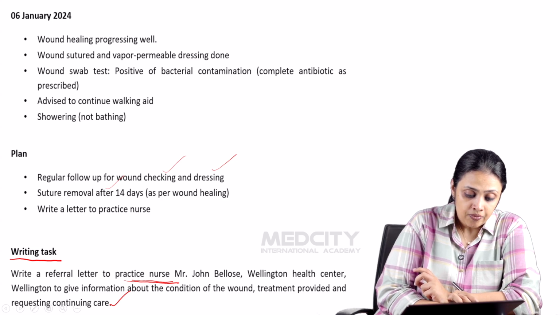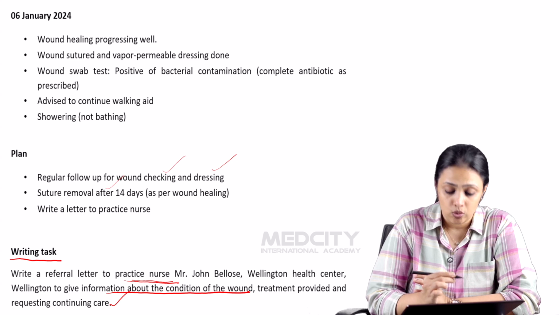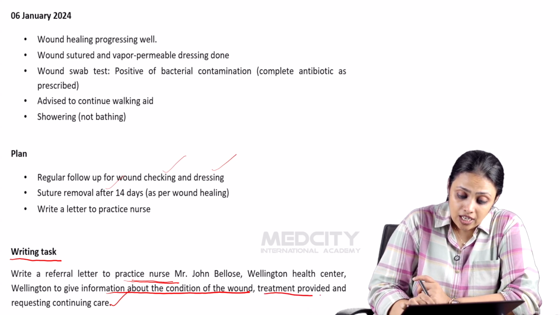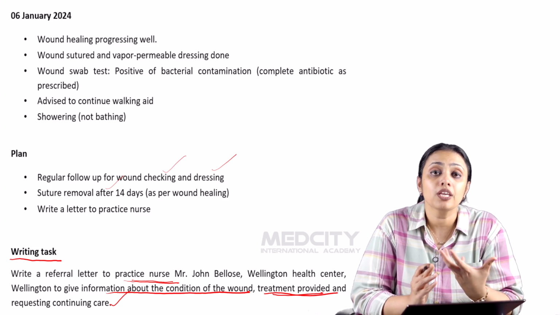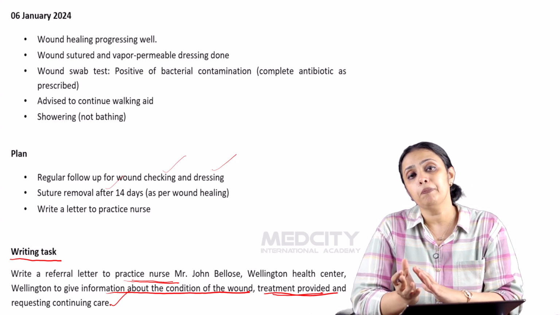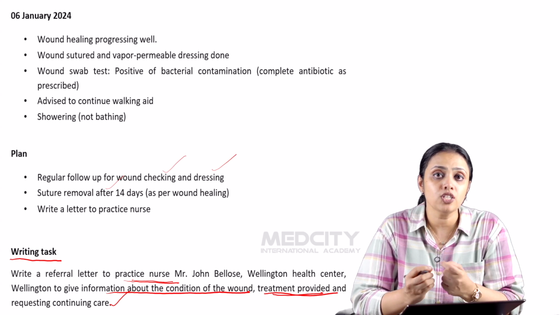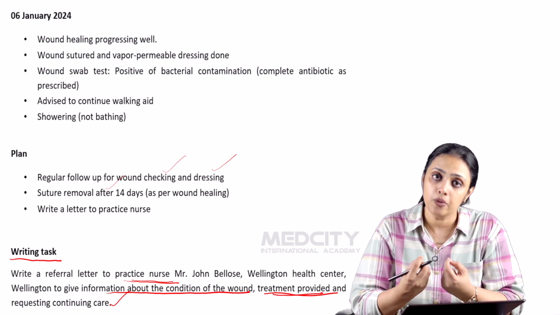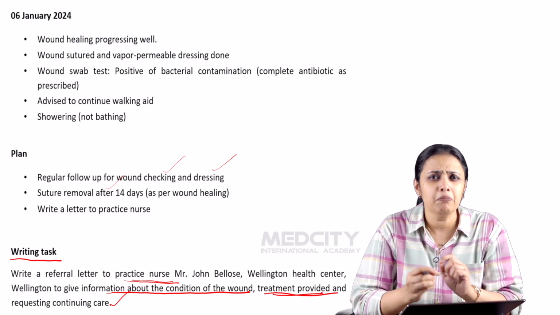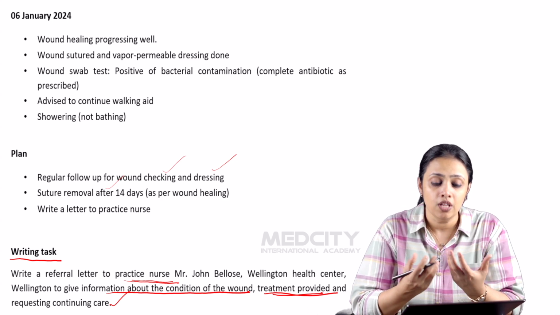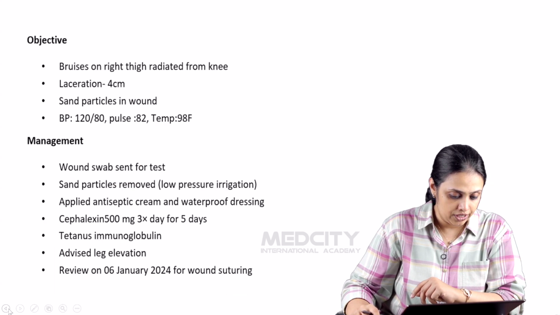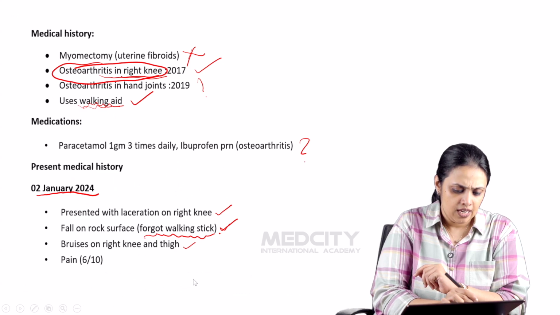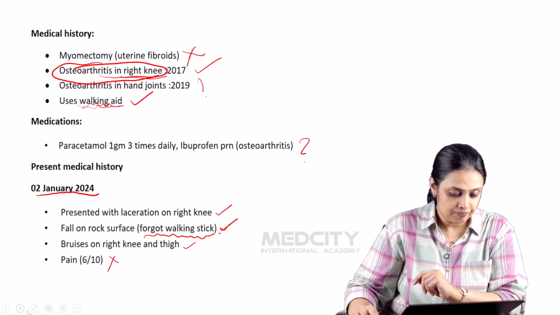What does the writing task say? It says you have to give information about the current condition of the wound, what the status of the wound is, and the treatment provided. So you need to focus on these areas, which means the area you can compromise on is the presenting complaints with which the patient came to us. Of course, you have to provide a start to the story, how the patient came to us, but not very minute details like what the pain score was. All those details you can avoid. So pain 6 out of 10 is irrelevant.